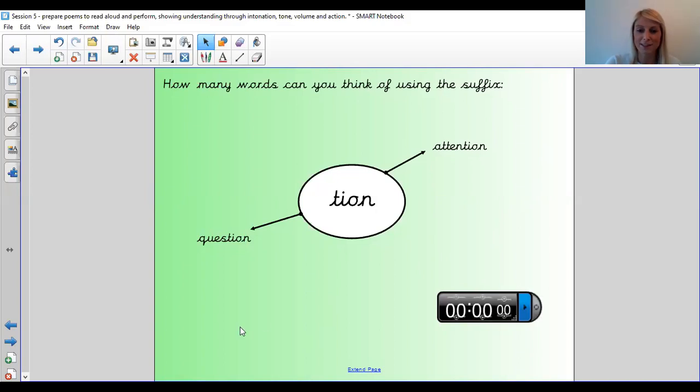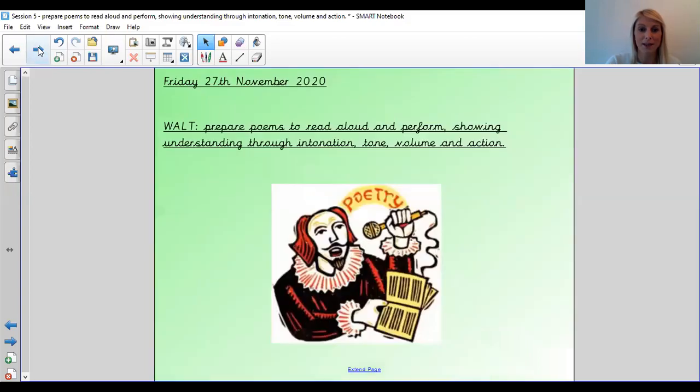Great, well done Year 4. Hopefully that's given you a chance to practice some of those shun words we were learning before lockdown. Okay, let's have a look at our Walt for today. It's a really nice activity today, so I hope you enjoy it.